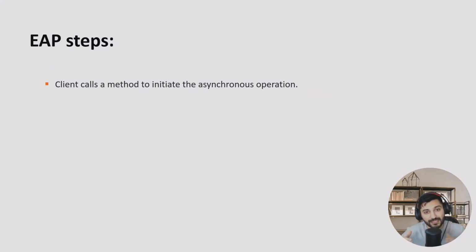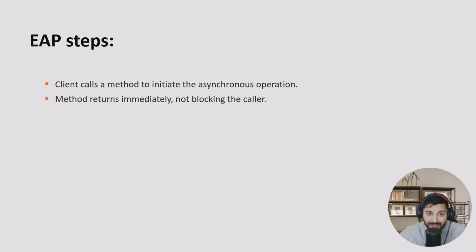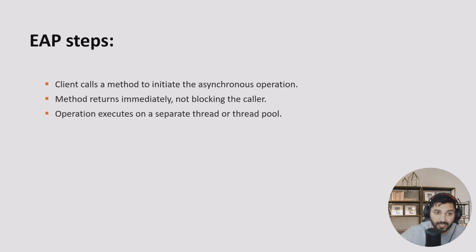So let's try to understand the steps for the event-based asynchronous pattern. First, the client calls a method to initiate the asynchronous operation. There is some type of method, and we are calling this method to run asynchronously. But the method returns directly, not blocking the caller. So we are returning immediately to not block our main thread. The operation executes on a separate thread or thread pool.